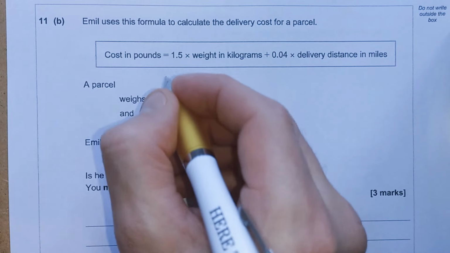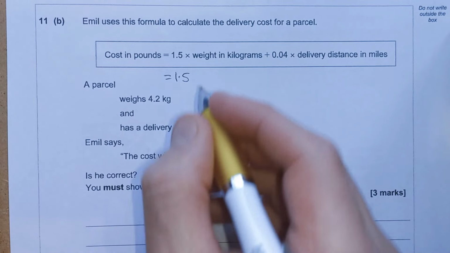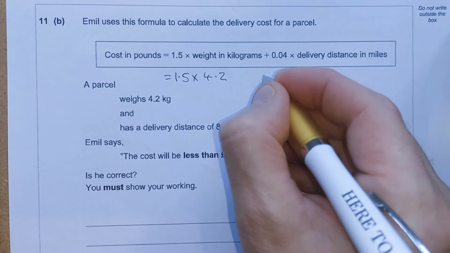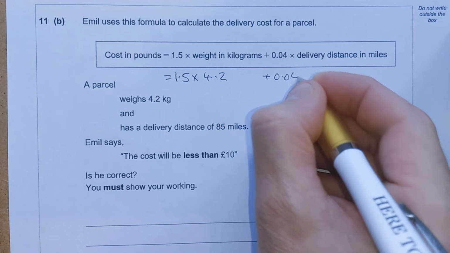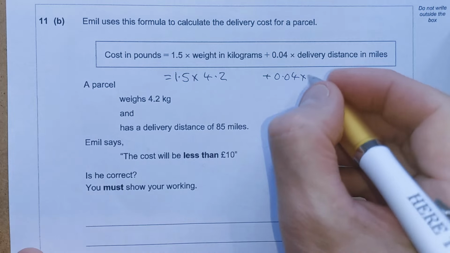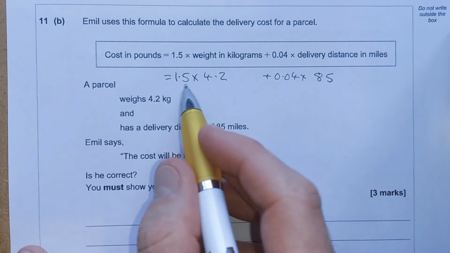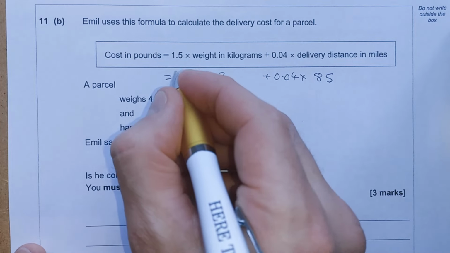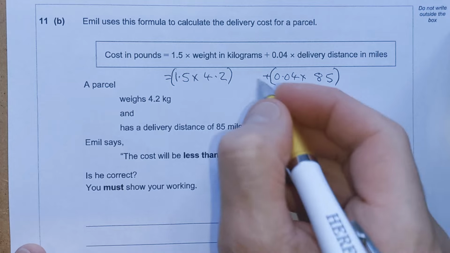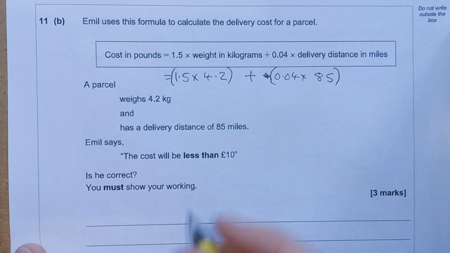Well, let's work it out. So 1.5 times the weight in kilograms. So it's going to be 1.5 times 4.2. Then we're going to need to add on 0.04 times the delivery distance in miles, which is 85. And if you remember your order of operations, the multiplication always comes before the plus. So if it helps, you can put brackets around these to show we're going to work out both of those first. And then, actually, let's put the plus in the middle, and then we'll do the adding.